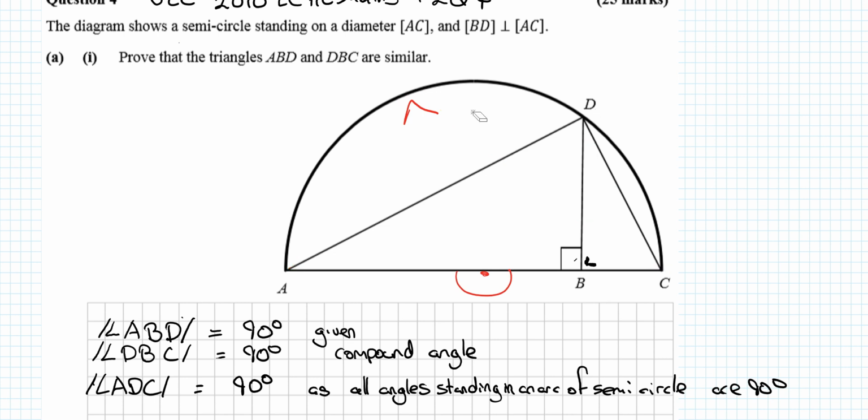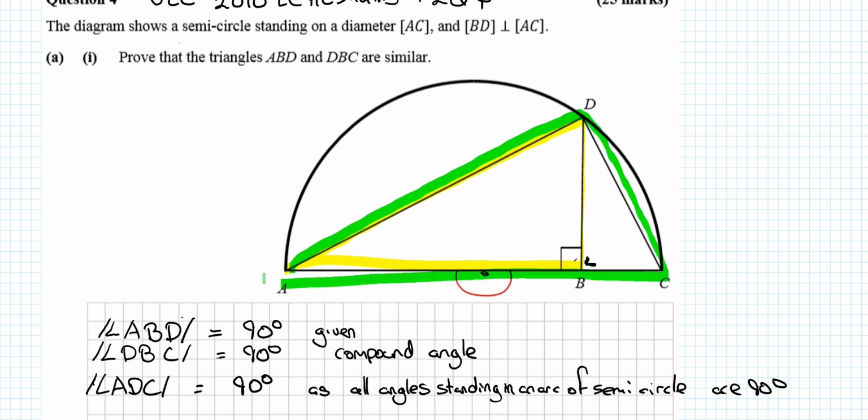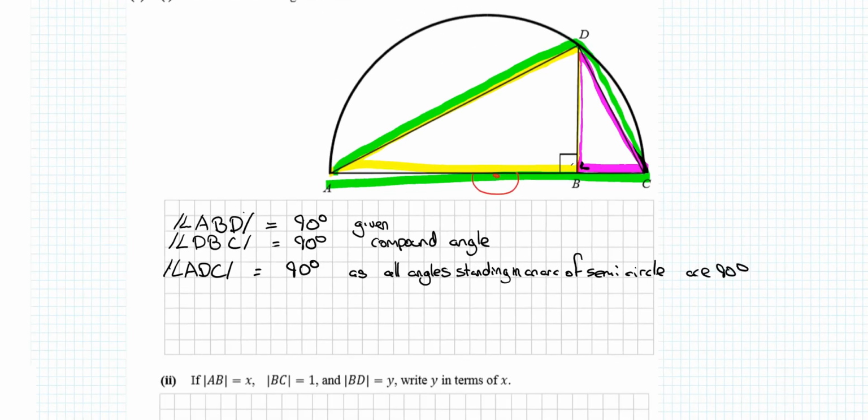90 degrees. So what we're going to actually do is show that the yellow triangle is similar to the green triangle. Okay. Then I'm going to show that the purple triangle is similar to the green triangle. So if yellow is similar to green and purple is similar to green, then yellow must be similar to purple.